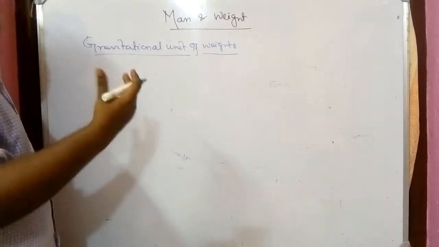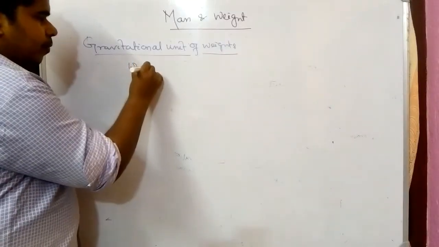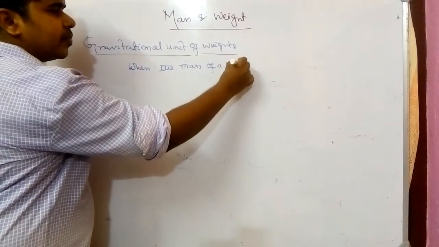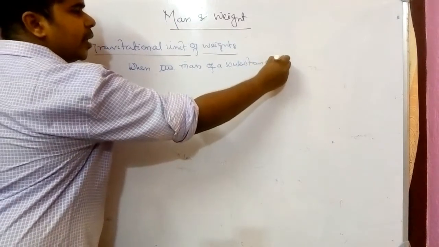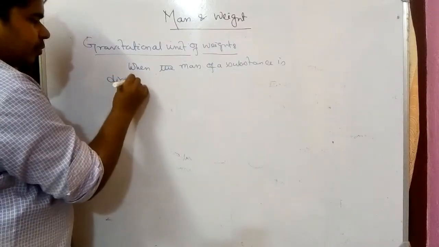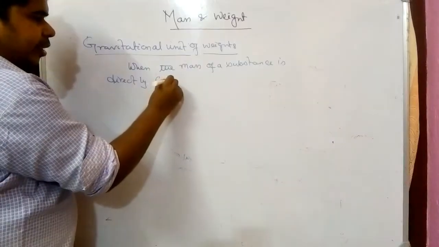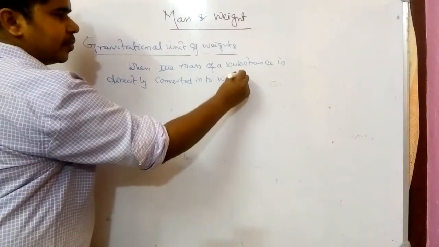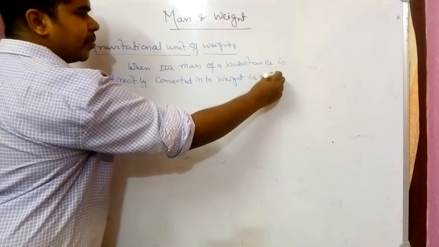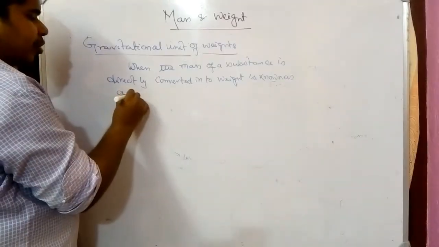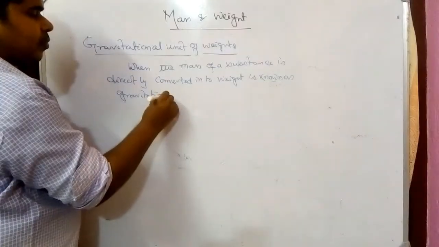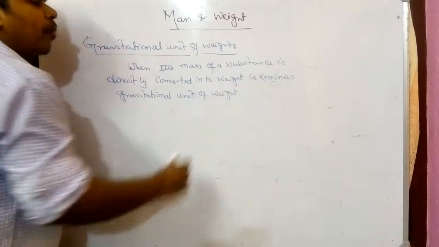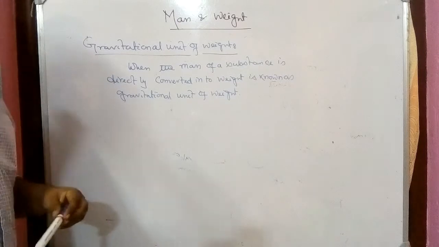To tell the definition of it, it is written: when the mass of a substance is directly converted into weight, it is known as the gravitational unit of weight. The mass of a substance is directly converted into weight.